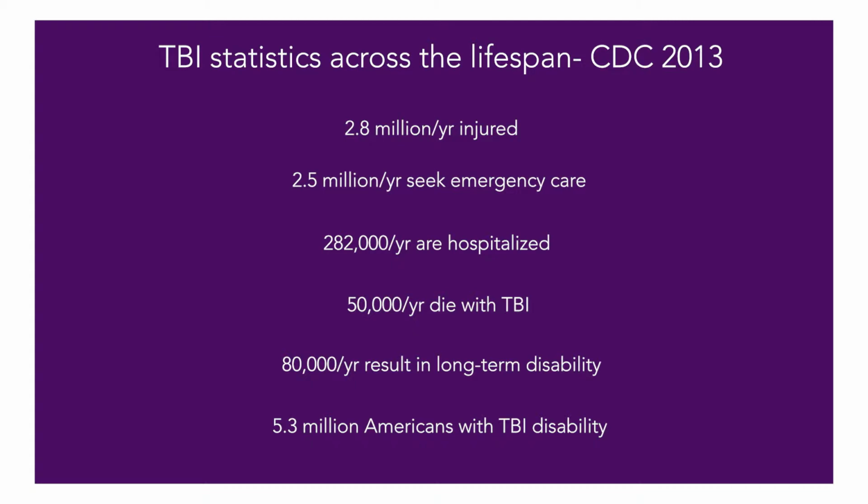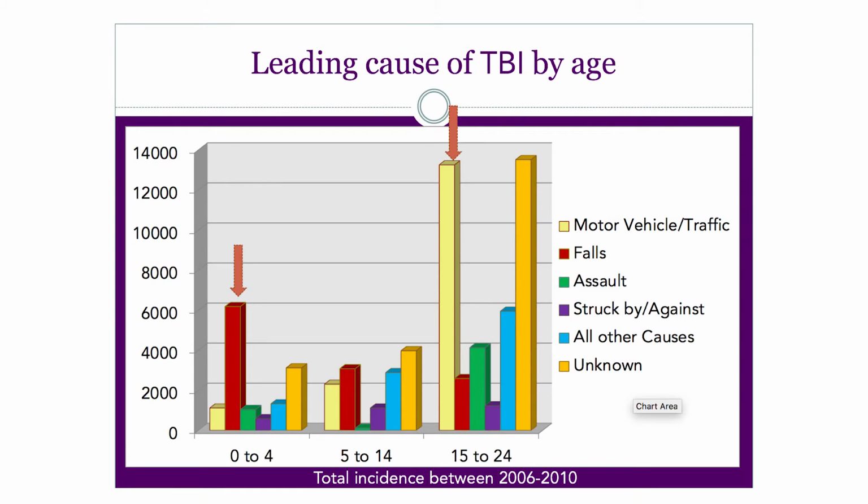At the time of the report in 2013, there were 5.3 million Americans with a disability associated with a TBI. So what are the leading causes of TBIs? Well, if we focus on children, adolescents, and young adults, the leading causes vary depending on what age group we're talking about. Looking at our youngest group, those under 4, the leading cause of TBI is falls. And for those between ages 15 and 24, the leading known cause was motor vehicle crashes.